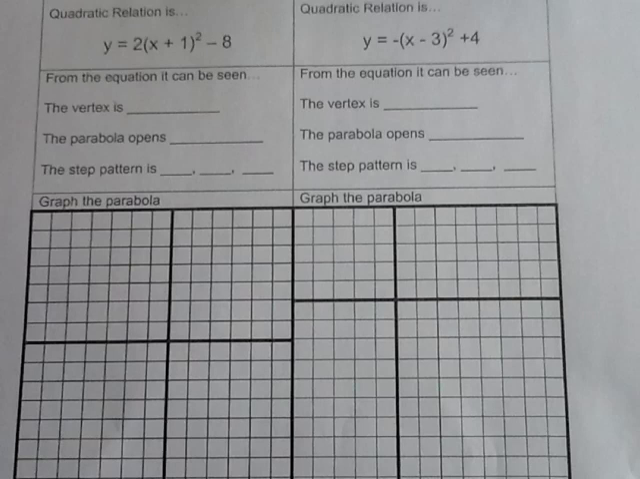Looking at these two equations, let's start with equation 1. I don't like that color. Okay, so let's look at the equation. Can we tell where the vertex is from the equation? Yes, it's written in vertex form. Where will the vertex be located?